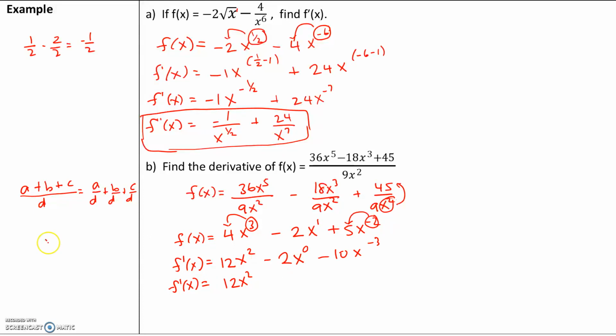Recall the property that anything to the 0 power always equals 1. So negative 2 times 1 is going to be negative 2. Remember, x to the 0 equals 1. And then we can't have a negative exponent, so we move it to the denominator, and our final answer is going to become this.